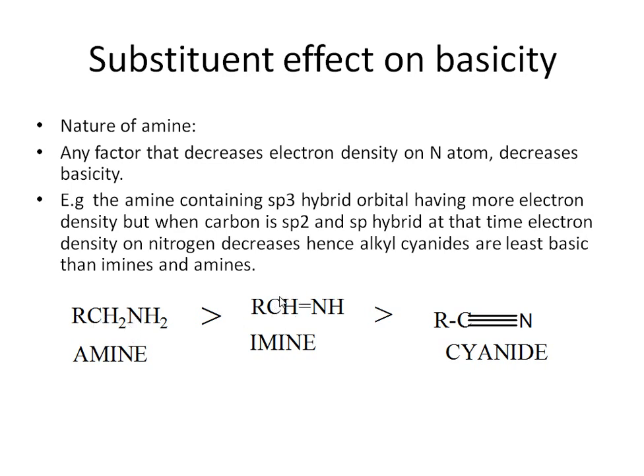Here the sp2 hybridized carbon atom gives less electron density to the nitrogen, hence it is weaker in basicity than the amine and stronger than the cyanide. Cyanide contains an sp hybridized carbon atom which has less electron density, so it also gives less electron density to the nitrogen, meaning cyanides are the least basic.